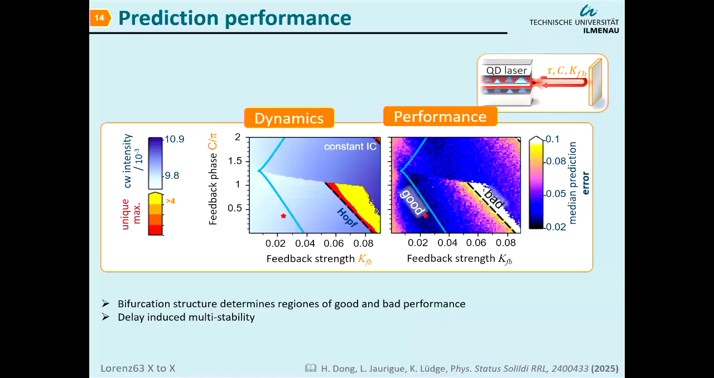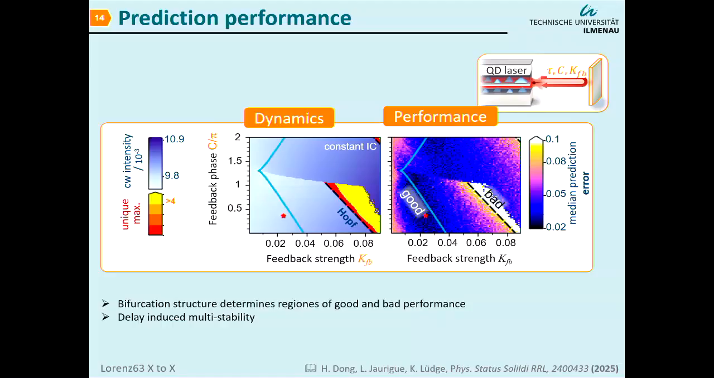Sorry, Kathy, the quantum dot laser is behaving chaotically, or the target system? The actual, oh no, sorry, this is Lorentz, right? It is Lorentz. The target is the Lorentz, and that is chaotic. The quantum dot laser, that is stable here in all these regions where it's blue.